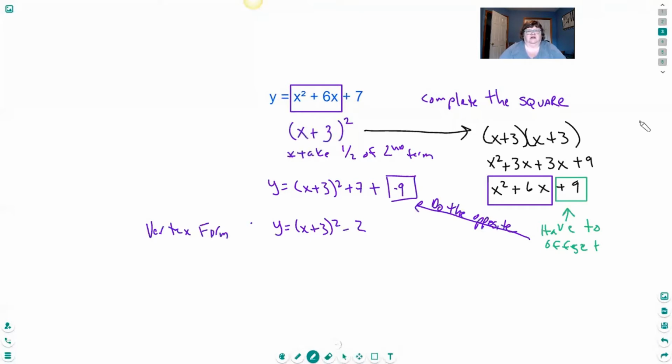And so I can read the vertex off of this now. And I'd get the vertex -3, -2. And be very careful. Whenever a number is attached to the x like this in parentheses, you have to do the opposite. You don't do the opposite with the number on the end. You only do it with the number attached to the x. Okay, so that seemed like a lot of work, but I think once you see how to do this, it goes much quicker. So let's try another one of these.